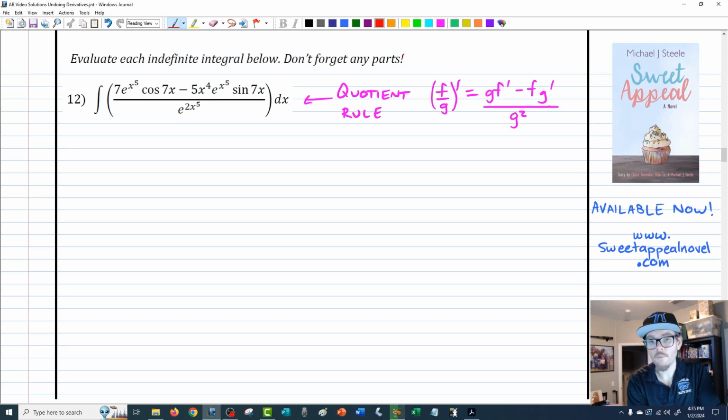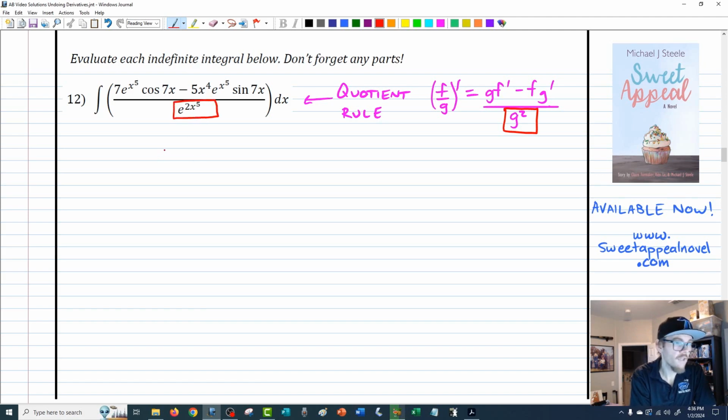I recognize it's quotient rule, but how do I find the individual pieces? I'm going to be smart about this. I'm going to start with the pieces that are most distinctive. The denominator is super helpful in the quotient rule because the denominator has the original function g. It just happens to be squared. So in this particular case, I'm going to look down here.